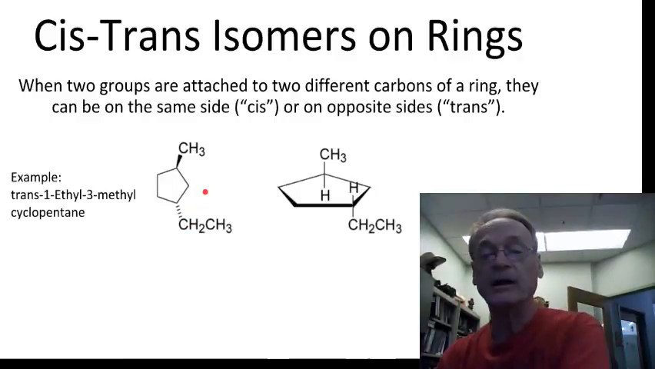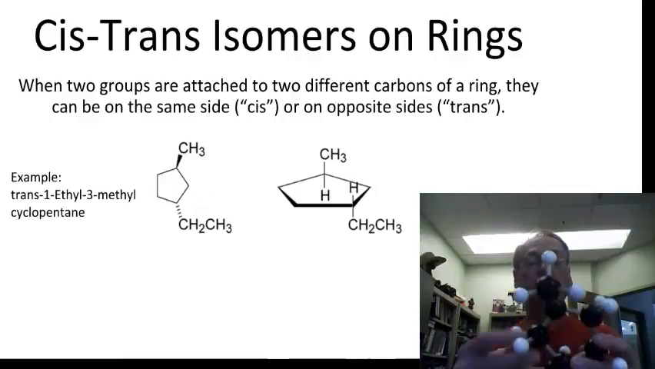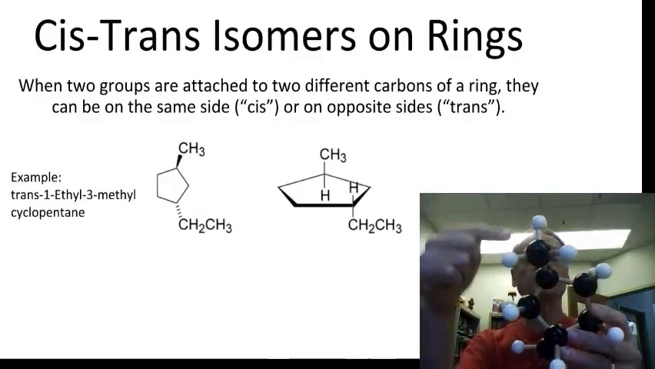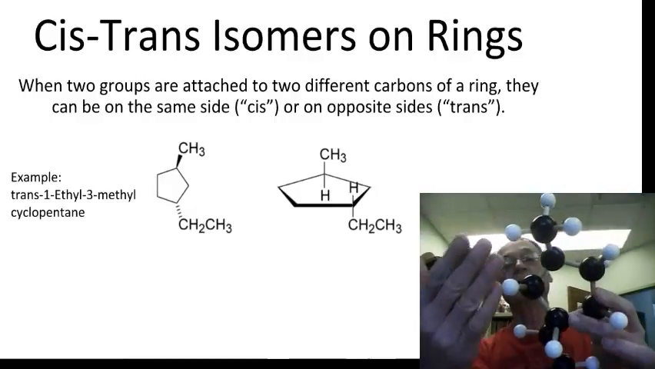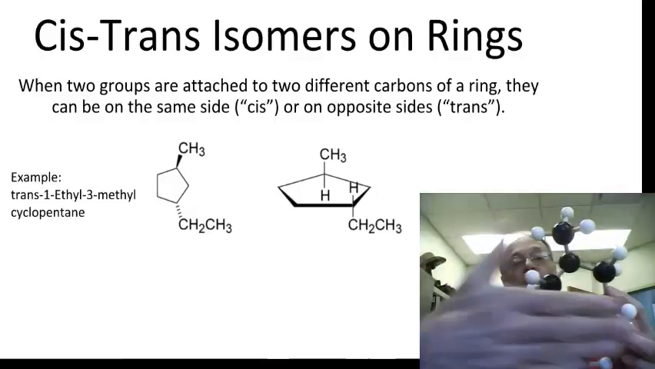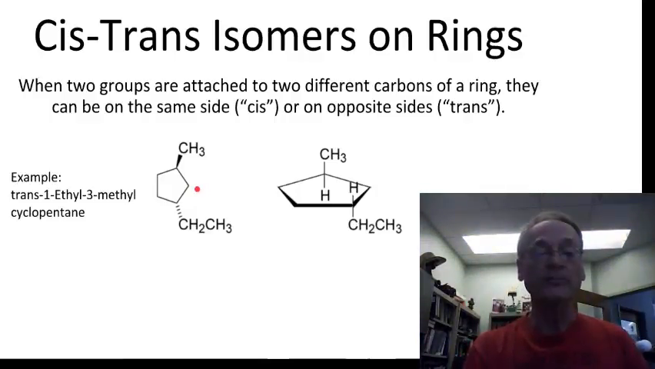I've made a model of that. And notice that here's a methyl group that's coming out towards you, and an ethyl group, a 2-carbon group, is going away from you. So one is on this face of the ring, and the other one is on this face of the ring. That situation is called trans. So this particular compound is called trans 1-ethyl 3-methyl cyclopentane.